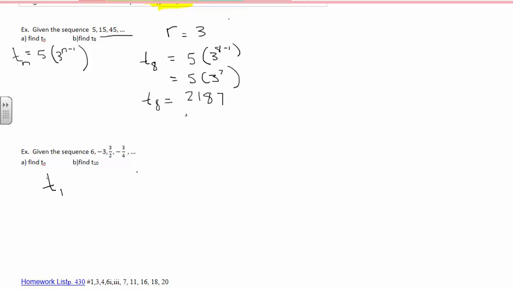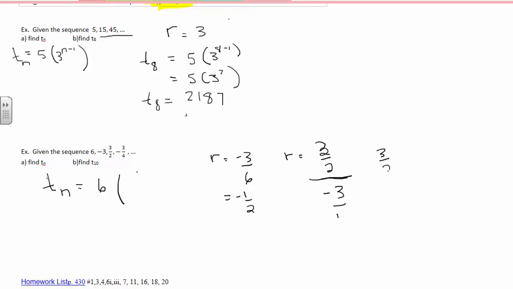So if we're looking at Tn, the initial term of the sequence, the first term of the sequence is 6, and then we're looking for our r. So our r, I can first check by doing negative 3 divided by 6, which is negative 1/2. It's always good, though, to check that again. Be sure that you're correct. So 3 divided by 2, all over negative 3. Remember, that's sort of like negative 3 over 1. So when you're dividing a fraction by a fraction, you take the first one, change it to multiplication and the reciprocal. So I have 3 over negative 6, which is negative 1/2 as well. So I know my r is correct at negative 1/2, and then n minus 1.